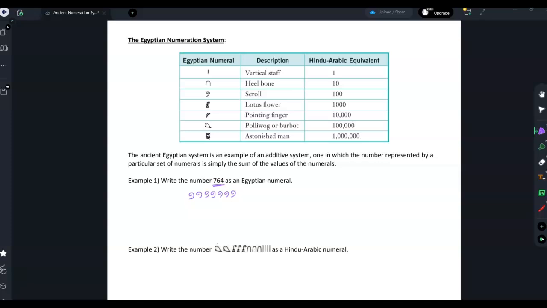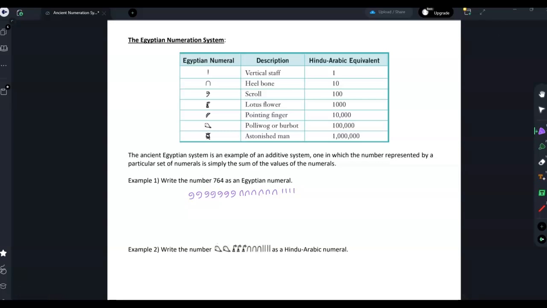And then 60 would be the number 10 six times. So I would have 6 heel bones. And you just do it like this, where it's all one line left to right. And then 4 vertical staffs. So that's 764.